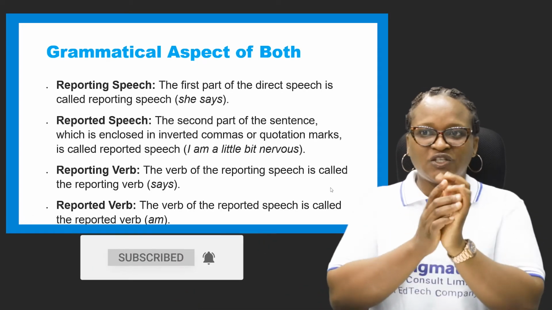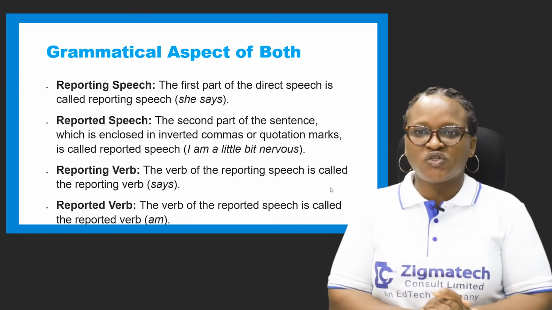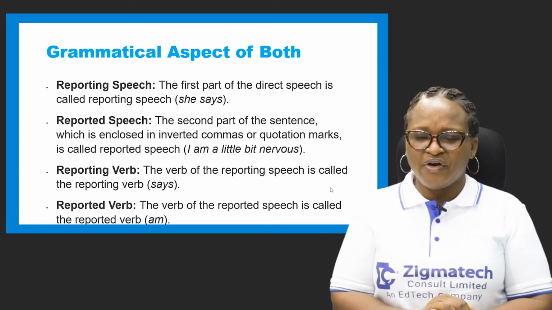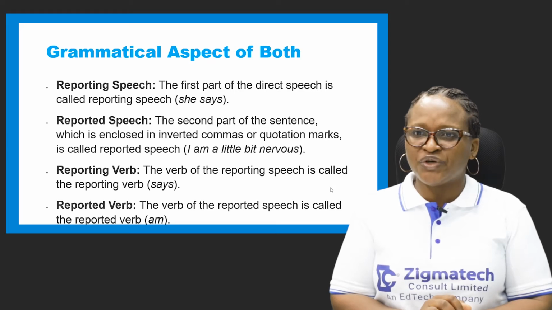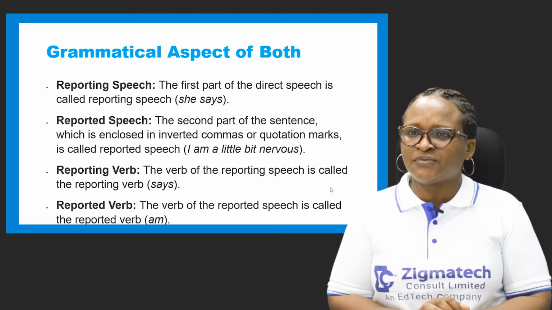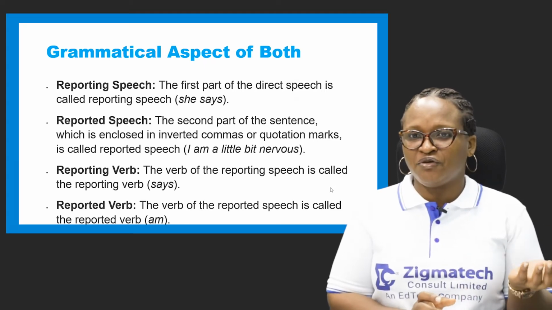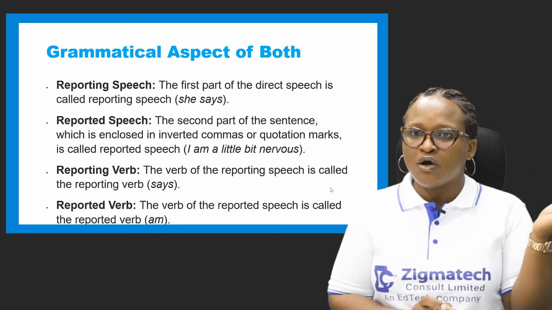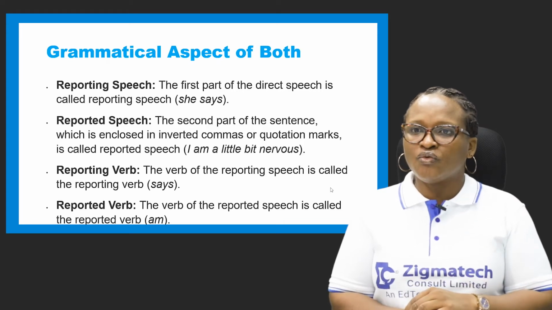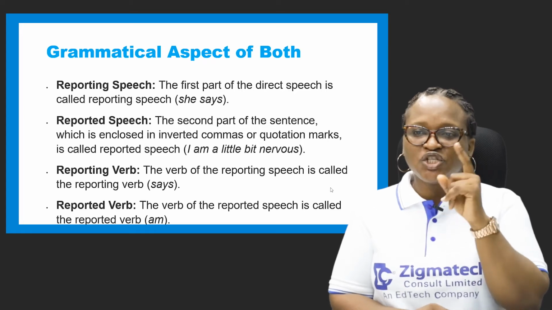Now let's look at the grammatical aspect of both. We have the reporting speech, reported speech, reporting verb, and the reported verb. These keywords are very important. The first one is the reporting speech. The first part of the direct speech is called the reporting speech, and what is it? It is she says. I once made mention of it.